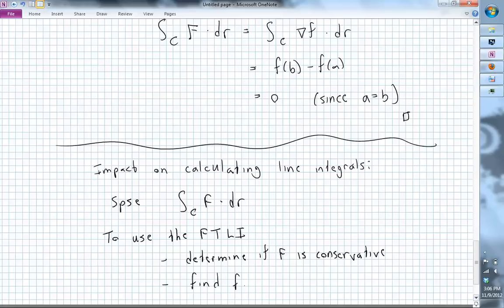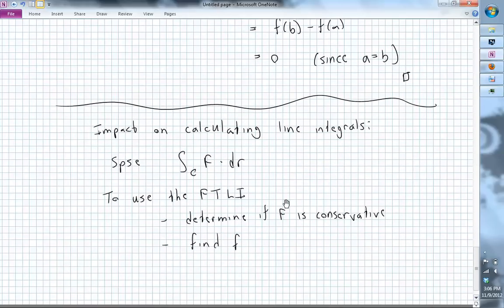If step 1 fails, then you can't use the fundamental theorem of line integrals. You have to use some other approach. You have to parameterize C and do it the long way.